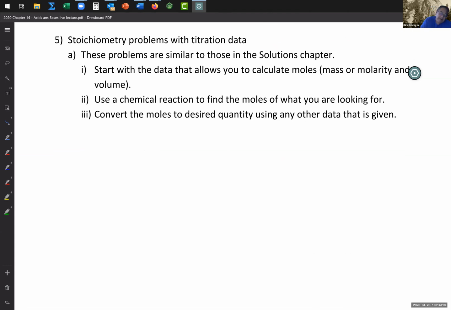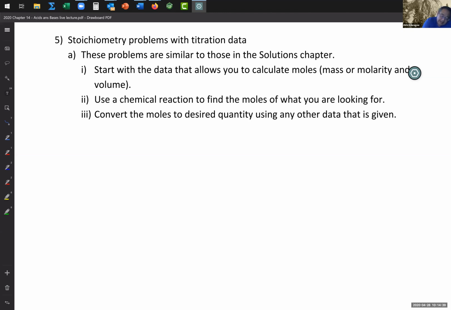So most of the time, these are stoichiometry problems that are titration problems. And there's solution stoichiometry. So it's from that chapter that we do this stuff. Okay? We learn how to do some of this stuff. But I'm going to go over it sort of in detail here.